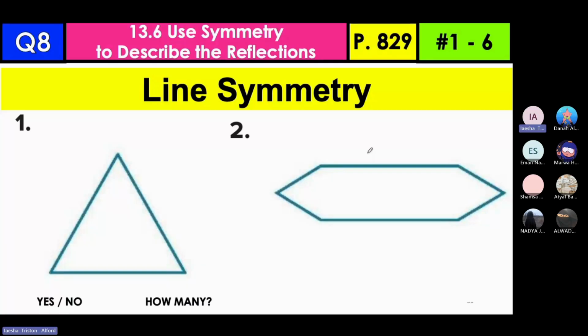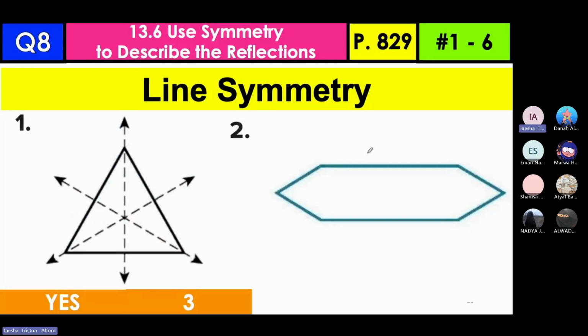So for number 1, does it have line symmetry? Yes. How many lines could you draw? 3. How does it look? It looks like this.